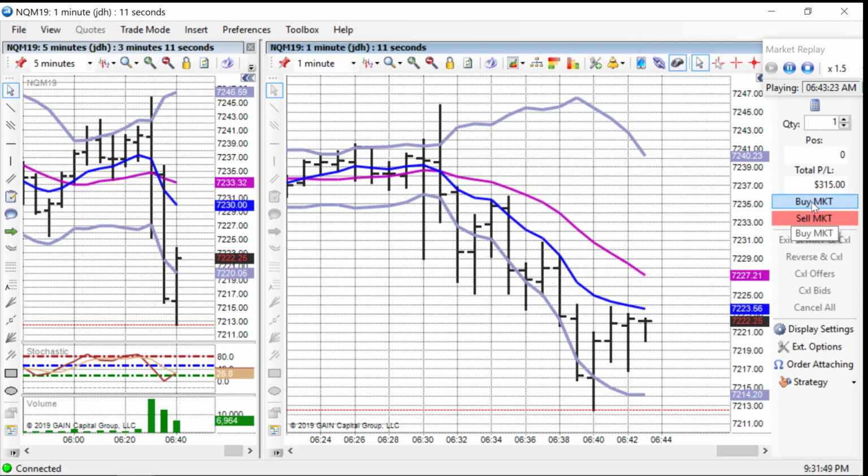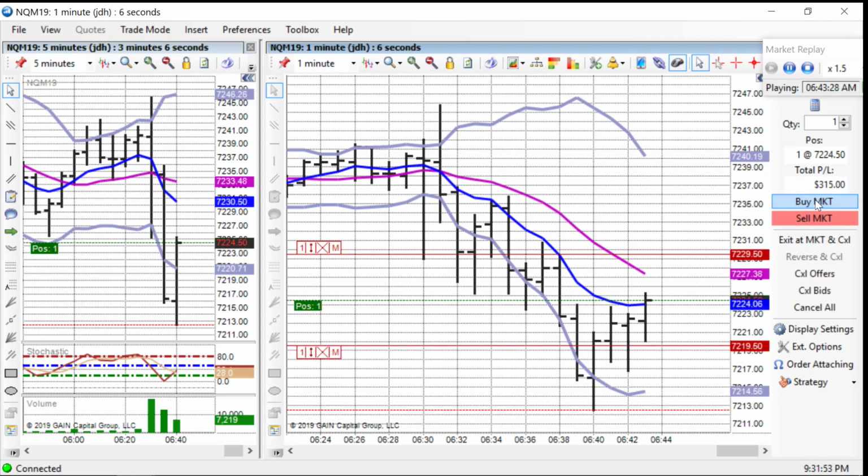So what I'm really doing is I'm buying the retracement swing of the 5-minute chart. I'm anticipating the breakout of this high right here, this 5-minute bar.